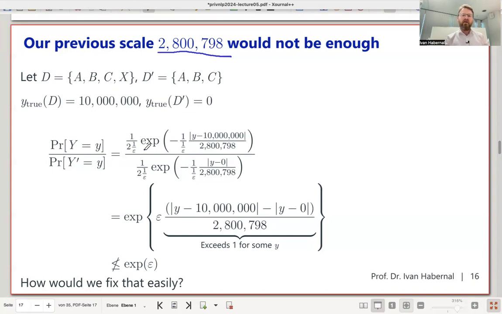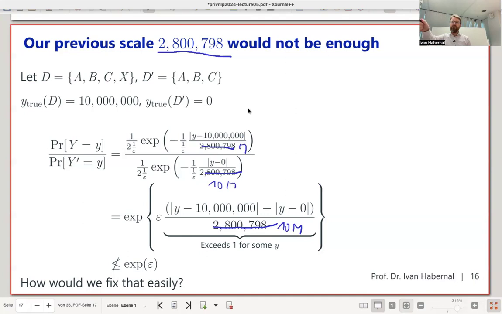Again, I'm using 1 over epsilon, and previously we divided by the number we had identified. And now, okay, this will exceed 1. This won't work. So how can we fix that easily? Exactly. I'm going to plug in 10 million here. Now it will work not only for the previous scenarios, but also for this worst case.